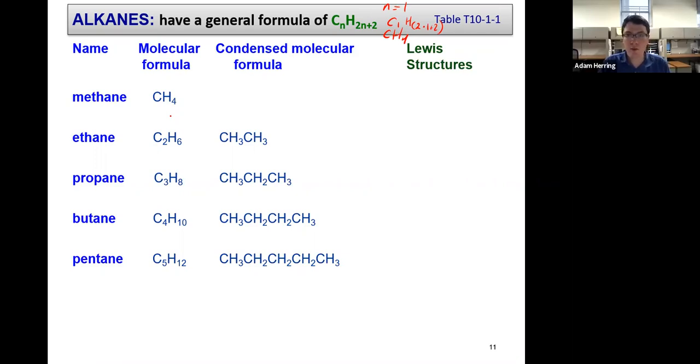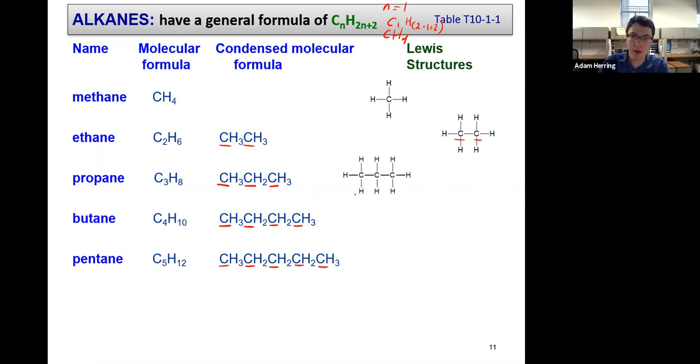We repeat that process for the different n values, and you get the molecular formulas that are listed. Each of these, we could draw their Lewis structures, and you need to be able to go from the condensed molecular formula to the Lewis structure. Something to notice here is that because hydrogen only ever forms 1 bond, it's always going to be attached to the carbons. And the carbon forms what we call the backbone. So anytime you see the condensed molecular formula, you should see a line of carbons that are bound to each other.